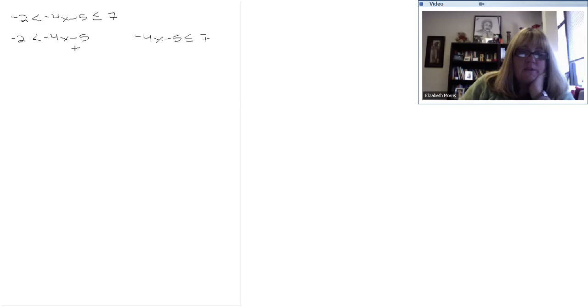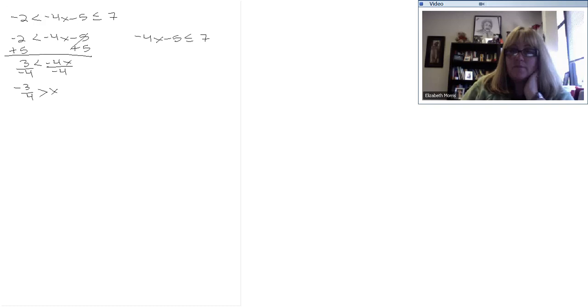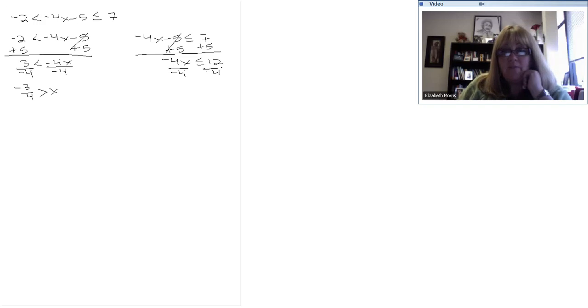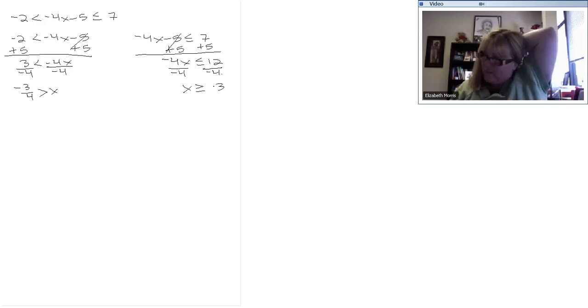Here I would need to move my 5 over. So I get 3 is less than negative 4x. Divide by negative 4, I'm dividing by a negative, so my sign flips, and 3 divided by negative 4 is negative 3/4. Okay, over here, I'm adding 5 to both sides. I get negative 4x is less than or equal to 12. And then I divide by a negative 4. Again, I'm dividing by a negative, so what happens to the sign? It flips, and 12 divided by negative 4 is negative 3.